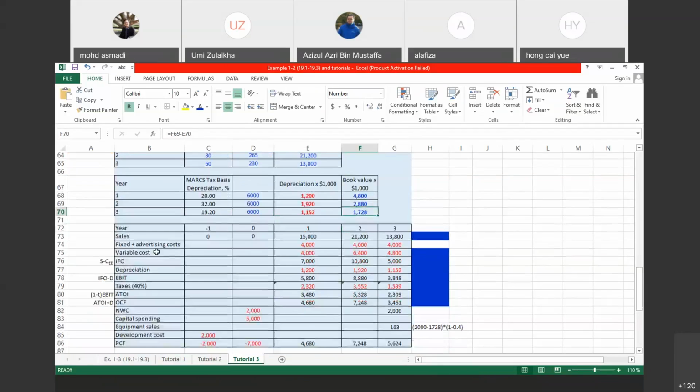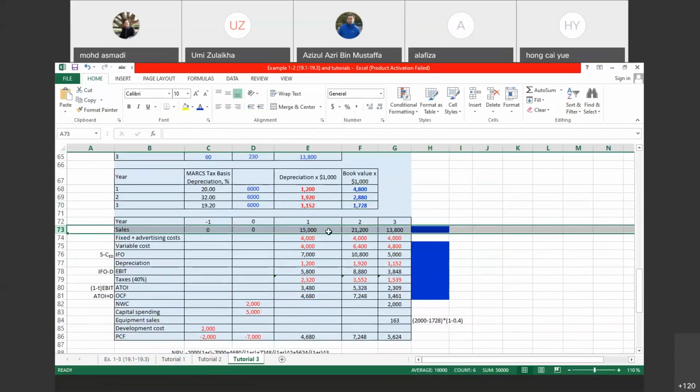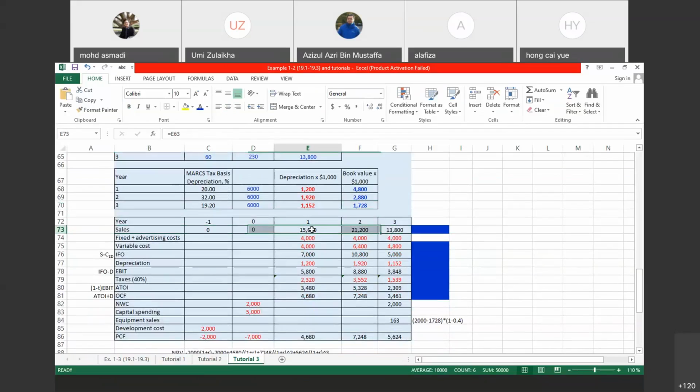And then for the sales, the revenue is 15,000, 1,200, and 30,800. Similarly, the fixed and advertising costs are similar. The blue ones are the changes, depending on the equipment cost as well as based on the question. There are changes for year 1, year 2 and year 3, similarly also for the IFO, depreciation, EBIT as well as OCF. And WC is still similar.